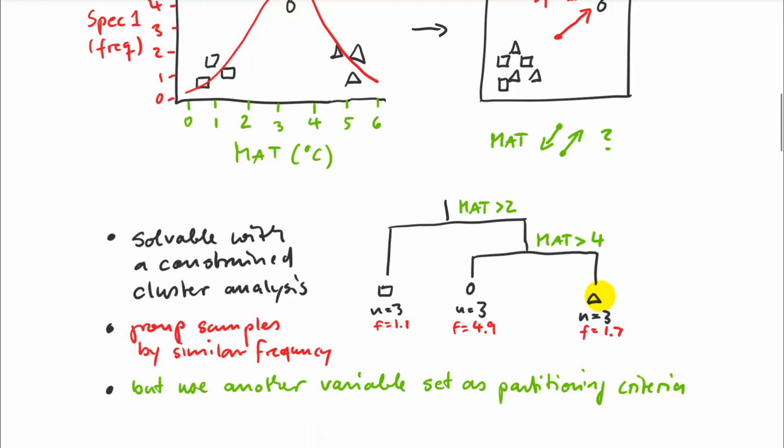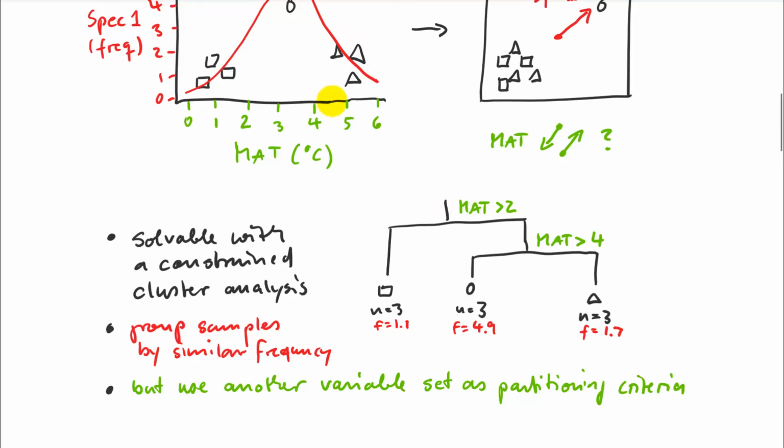So I can't say I'm going to group the triangles together because they have the same low frequency. I have to use another variable set to make those decisions. So I can say I want to group my squares together because they all have low frequency. So I'm going to go left if mean annual temperature is smaller than 2, and then the other two are on the right side. So I can subset these again.